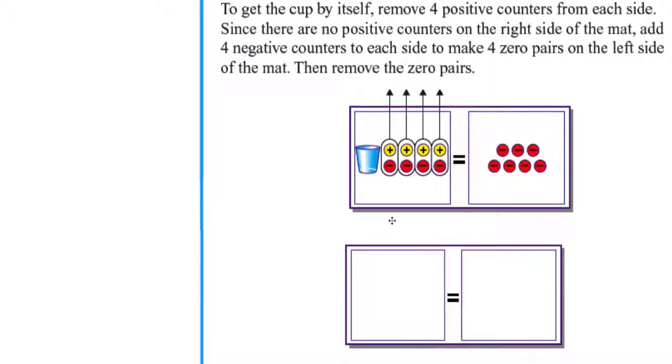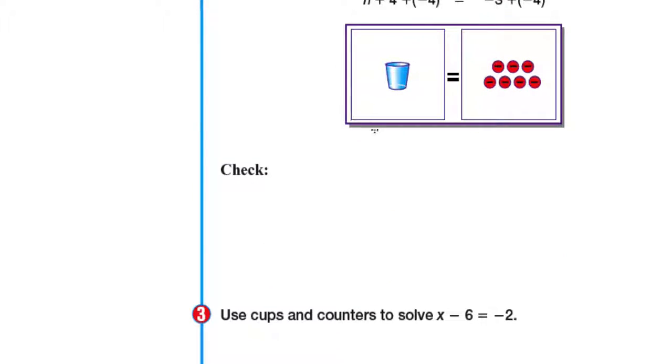Now this becomes H plus 4 plus negative 4 because we added 4 negative counters, and the right side becomes negative 3 plus negative 4. We've isolated our cup, and negative 3 plus negative 4 gives us negative 7. So H is equal to negative 7. Checking our solution, we simply substitute H with negative 7.